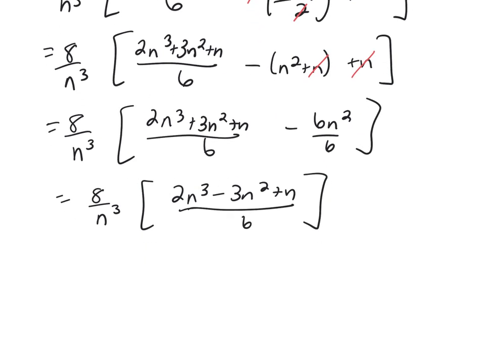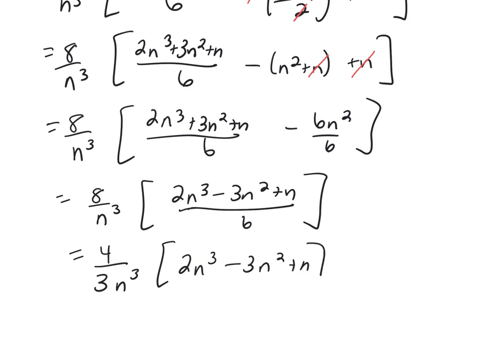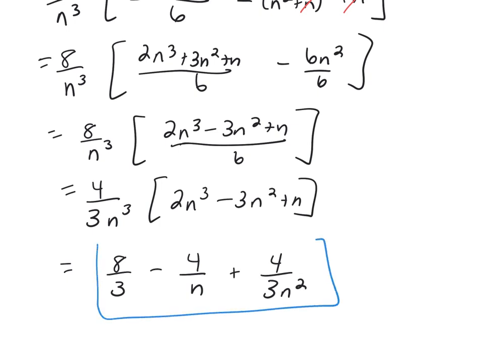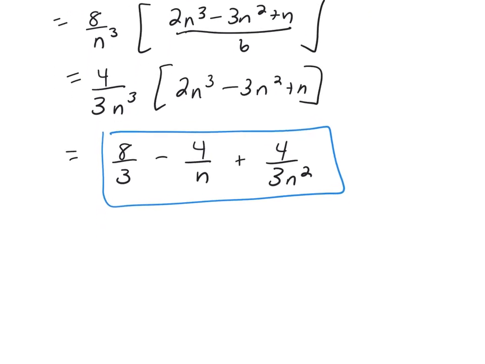And you can pull this 6 out, so it'll become a 4 over 3n cubed. If I simplify my coefficients, and I can write that now, if I distribute everything back out, as 8/3 minus 4 over n plus 4 over 3n squared. And there is my lower sum.